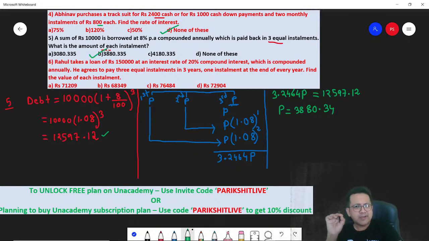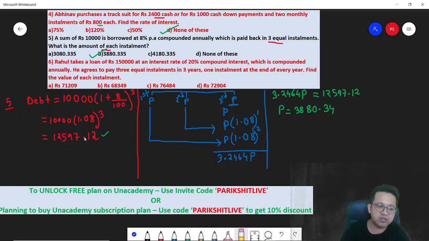Got it? Pretty simple one if you understand the logic. Pretty simple. It's the same way. Just you understand one sum, you'll be able to do all the sums. So let's go to number 6. Number 6 on your screen.